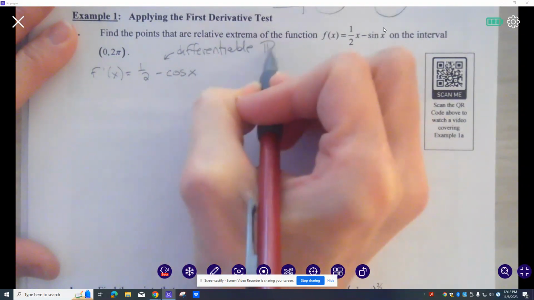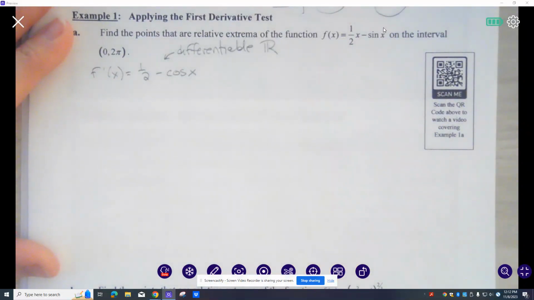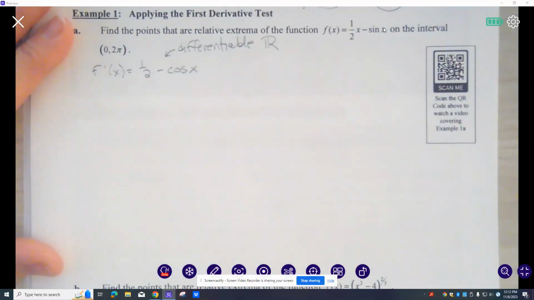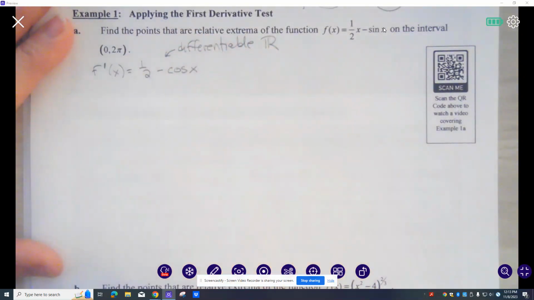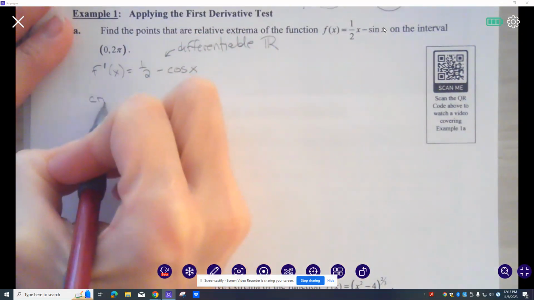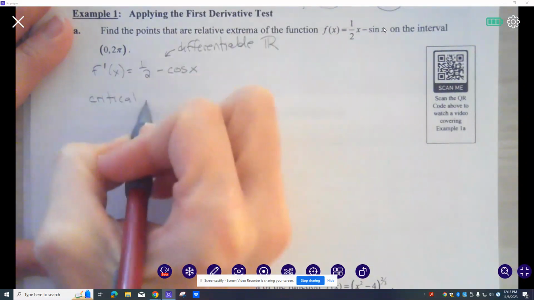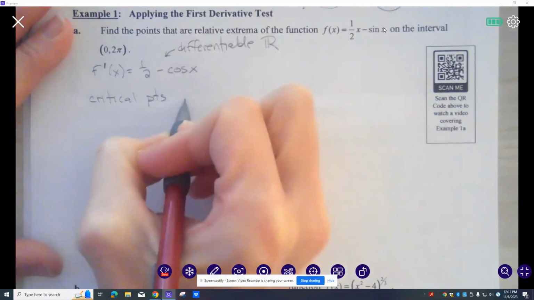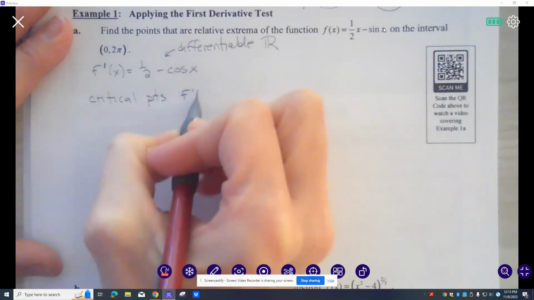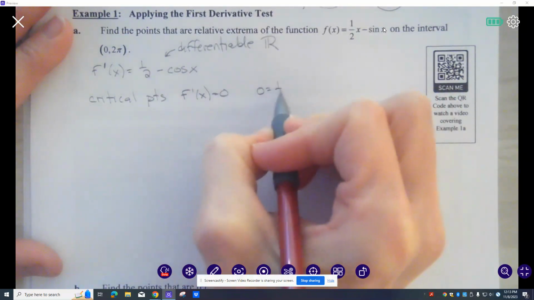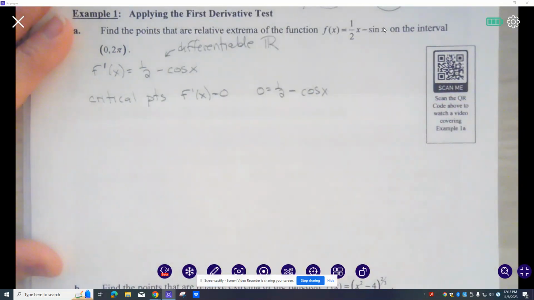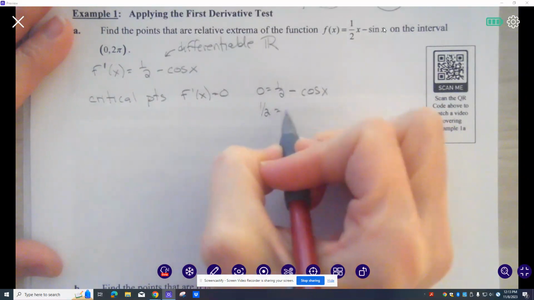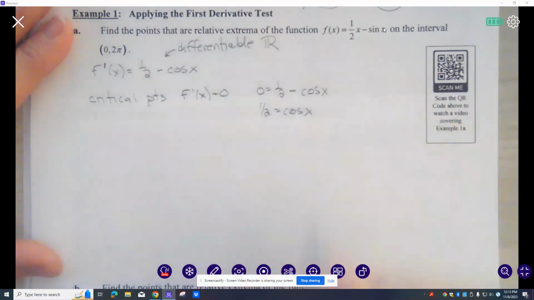Differentiable, I'm going to say, for all real numbers. So I don't need to check where the derivative is undefined to find my critical points. My only critical points will be when f prime of x equals 0. So I want to solve this equation. 0 equals 1/2 minus cosine of x. So 1/2 equals cosine of x.